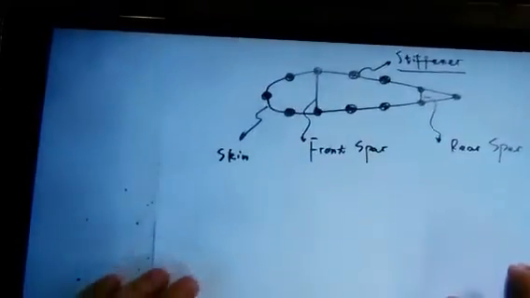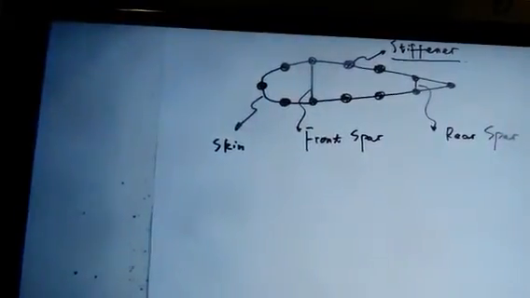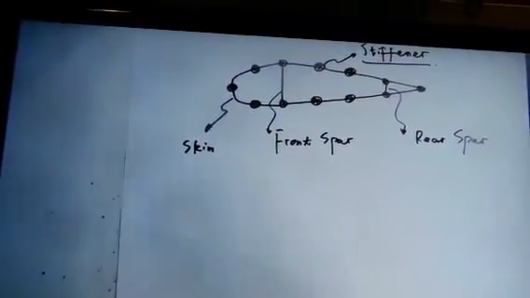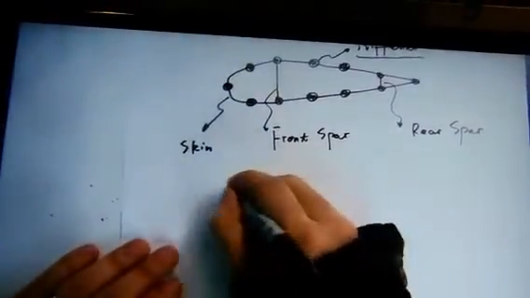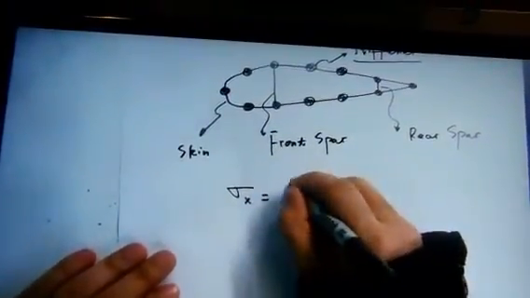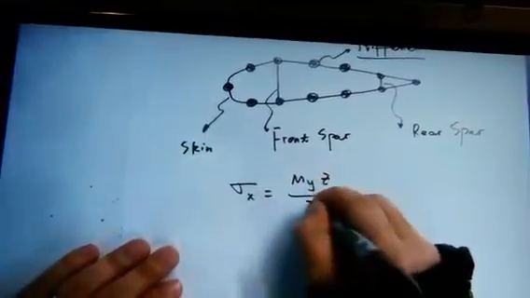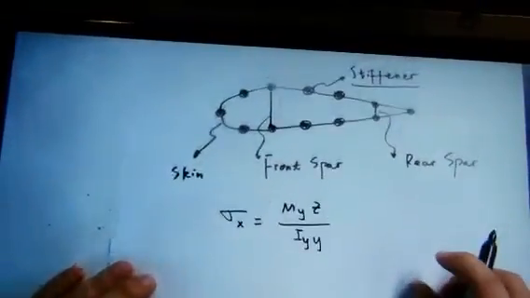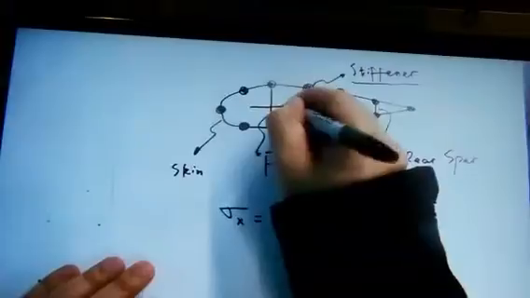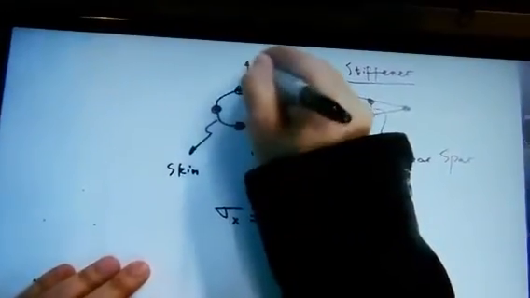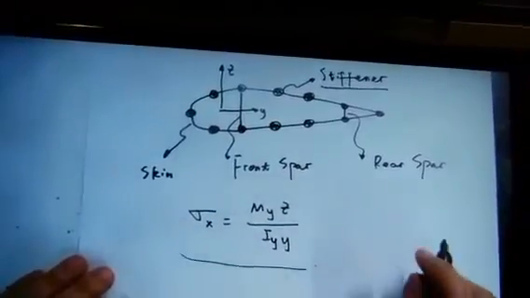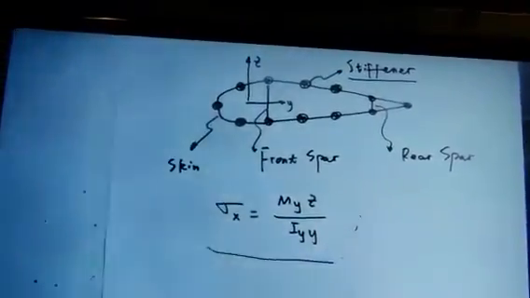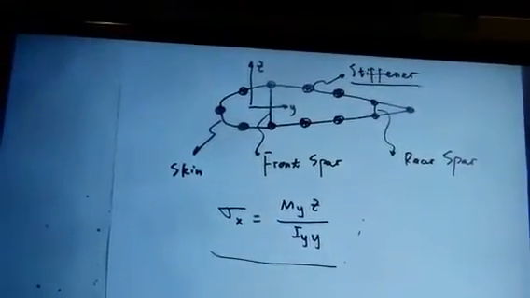So maybe I just do one example. You will understand this better. The equation is still the same. It's symmetric about the y-axis. This is the z-axis. So that equation can be reduced for direct stress and also shear flow.